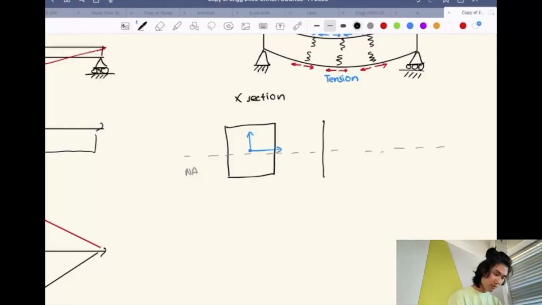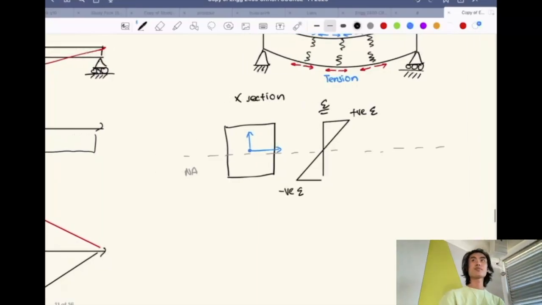So if we were to graph the strain, then it would look something like this. This is like a positive strain. And then this is a negative strain, right? And that's just like, this is going to be equal among the entire beam.